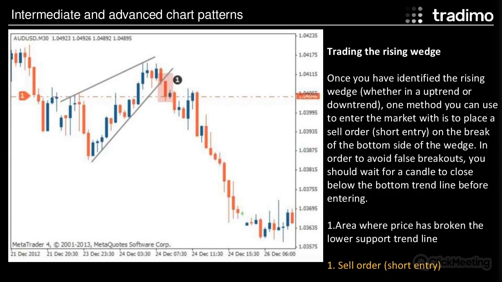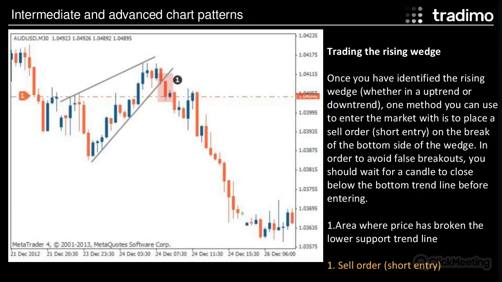Trading the rising wedge. Once you have identified the rising wedge, whether in an uptrend or downtrend, one method you can use to enter the market is to place a sell order or short entry on the break of the bottom side of the wedge. In order to avoid false breakouts, you should wait for a candle to close below the bottom trend line before entering. So on area 1, where price has broken the lower support trend line, this is red shaded, and then the, I would say orange line, this is our short entry, the sell order.